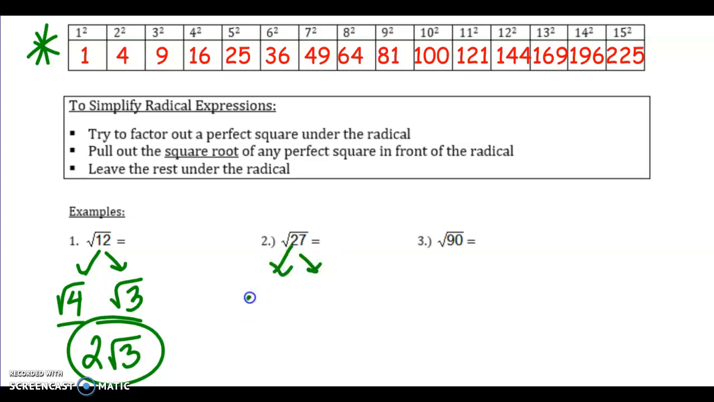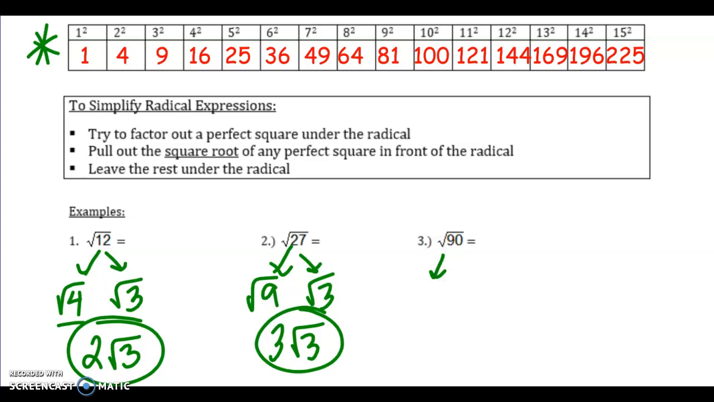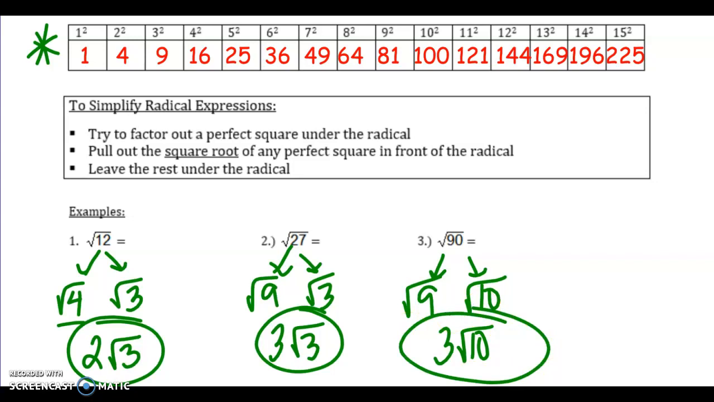So here I'm going to do the square root of 9 and the square root of 3, which is going to give me 3 square root of 3 because the square root of 9 is 3. 90 is going to break down into 9 and 10, the square root of 9 and the square root of 10. So then that would be 3 square root of 10. Now 10 would break down into 5 and 2, and 5 and 2 is the only thing that goes into 10, and neither of those are perfect squares, so we're going to stop there.